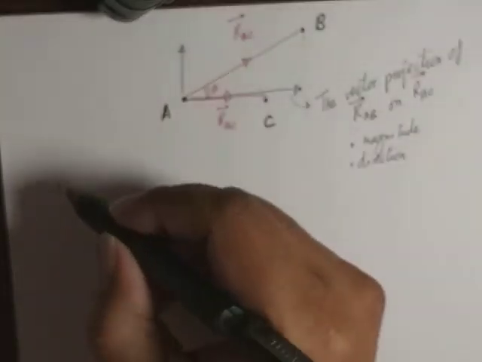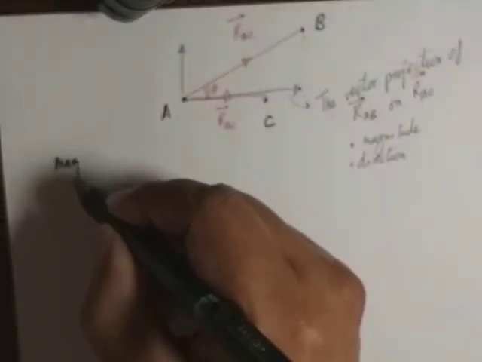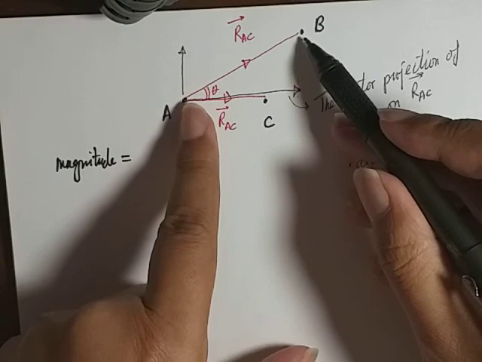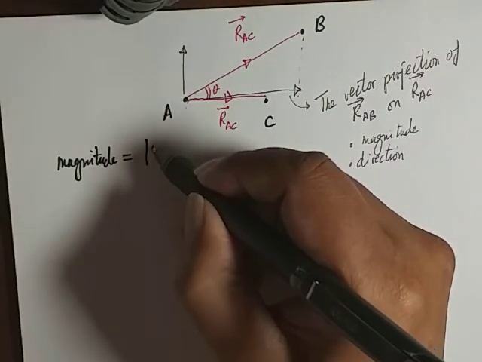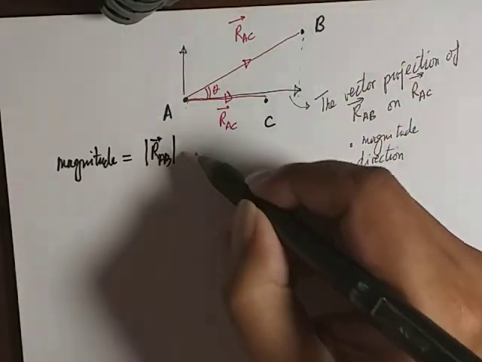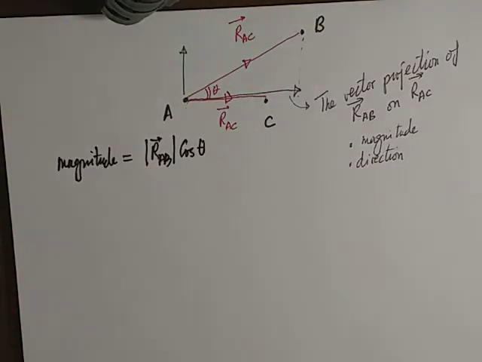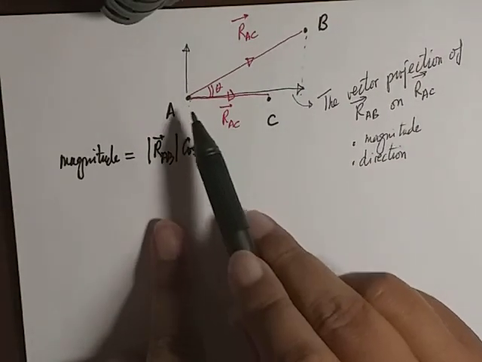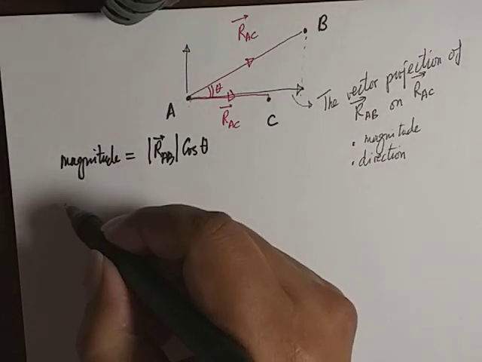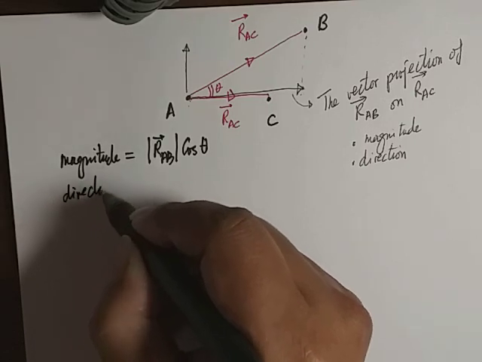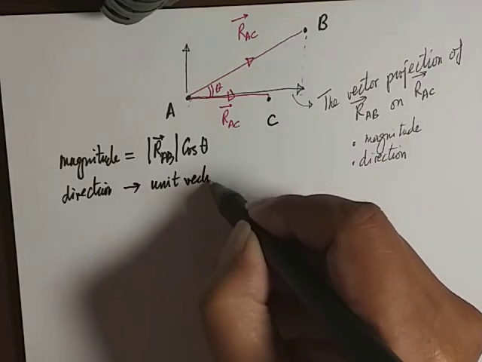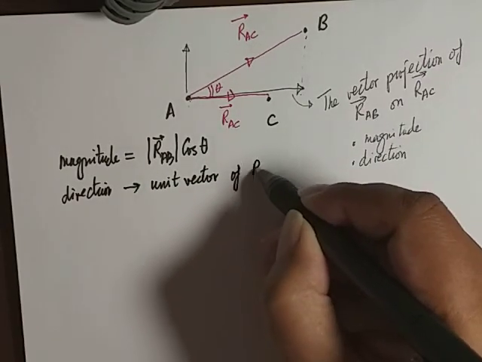Therefore, from the diagram, we can say the magnitude is simply equal to the magnitude of RAB, which we already know earlier, and then by using trigonometry, cos of the angle theta, that will define for us the magnitude of the projection vector RAB on RAC. Okay. And for the direction, we can use the unit vector of RAC.